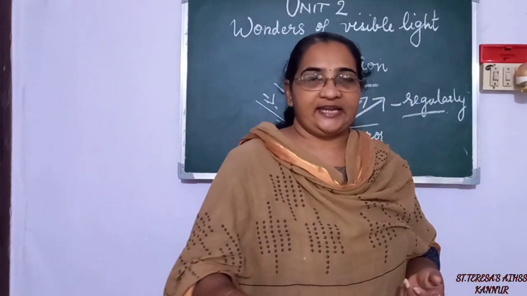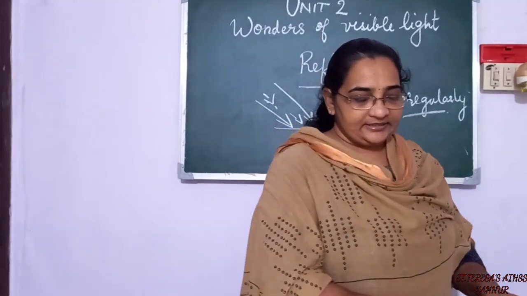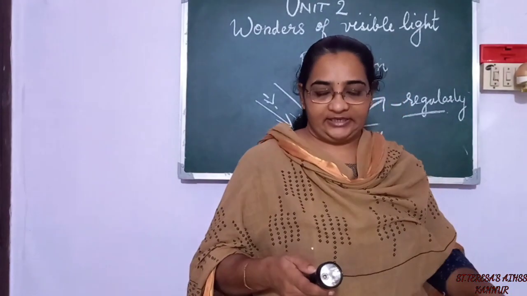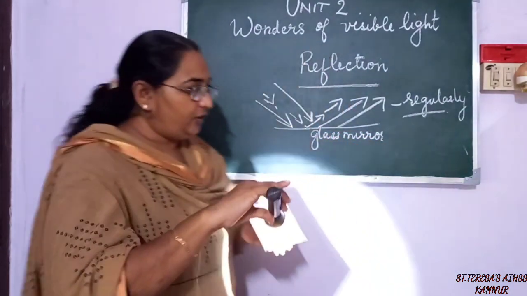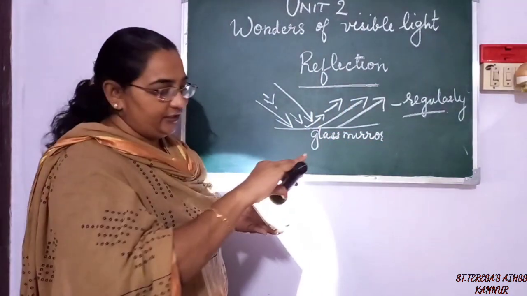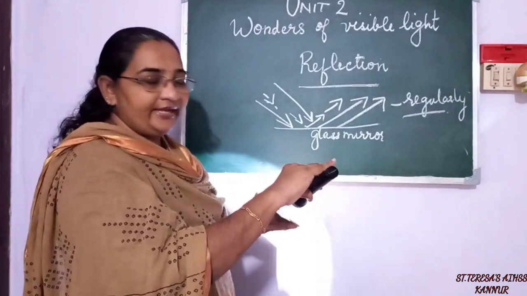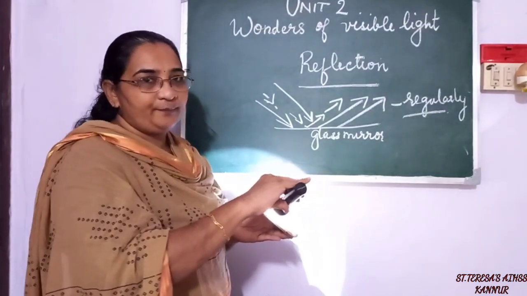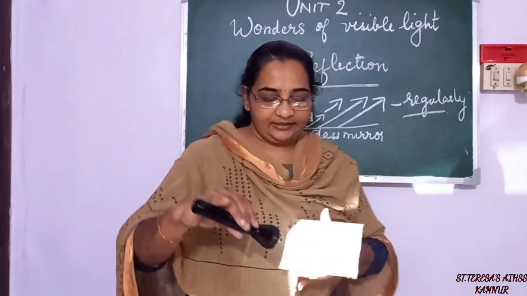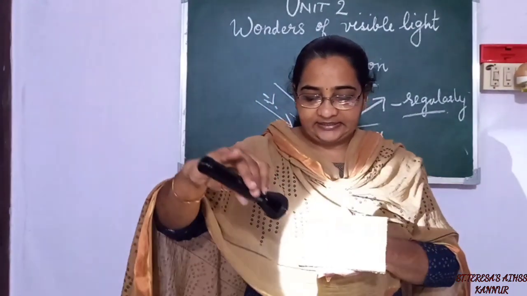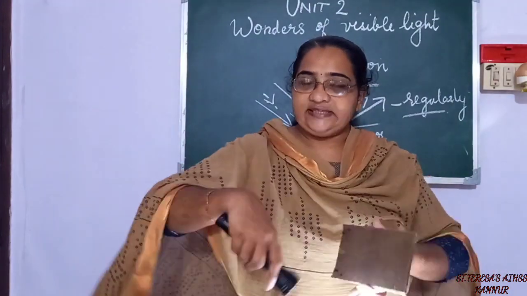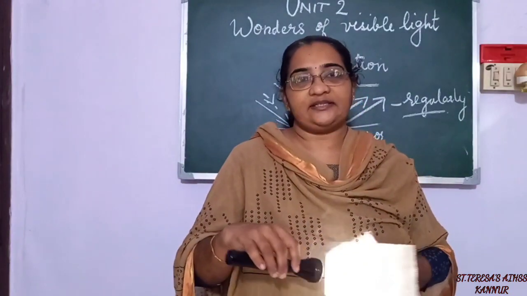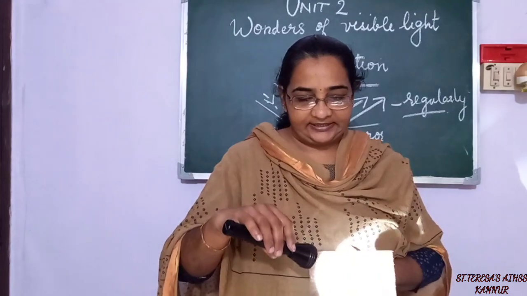What is the other type of reflection? Suppose we take this cardboard. Here we saw it is not reflecting onto the wall. However I keep it, it is not reflecting onto the board. What is happening here? When the light is falling here, from this place itself, it is getting spread out. So that is why it is not reflecting. It is getting spread out.